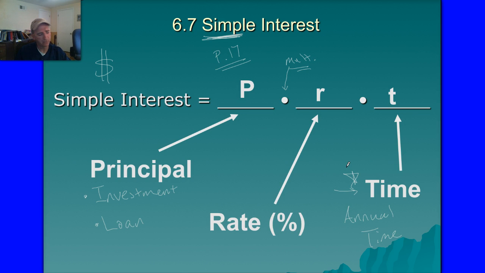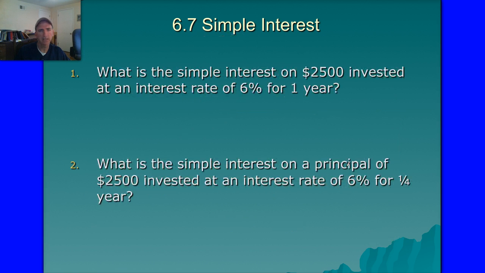Okay, so it's a pretty simple formula, but there's a couple of tricky things that can happen that we're going to work through right now. All right, let's work through these two examples and then the next slide, and then you will be done with chapter 6, and hopefully you're rocking it on the homework as well.